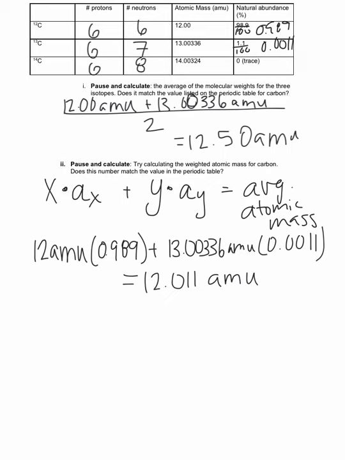All right. If we plug in the correct numbers into the formula, so 12 AMU times 0.989 plus 13.00336 AMU times 0.0011, we arrive at 12.011 AMU, which is the average atomic mass that we see in the periodic table. Good work, team!